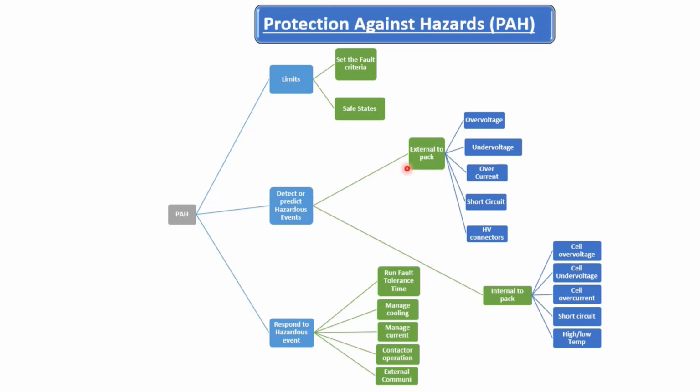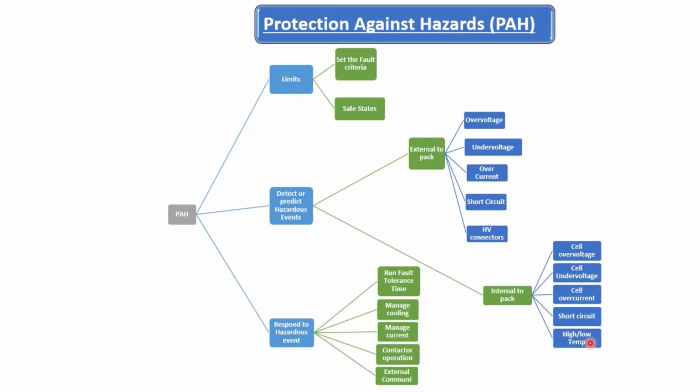First, external to the pack, we check for over voltage, under voltage, over current, short circuit, and the status of the high voltage connectors. In the internal case, similarly, we check cell over voltage, cell under voltage, cell over current, cell short circuit, and whether the cell temperature is high or low.